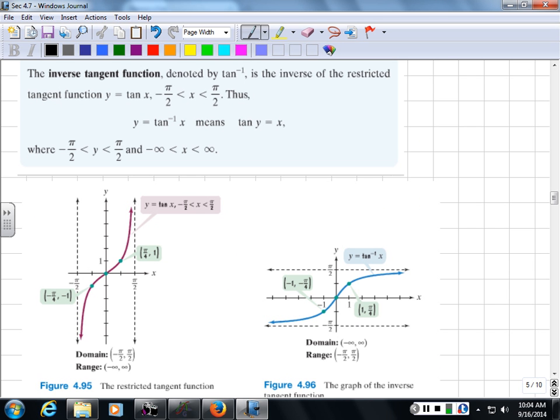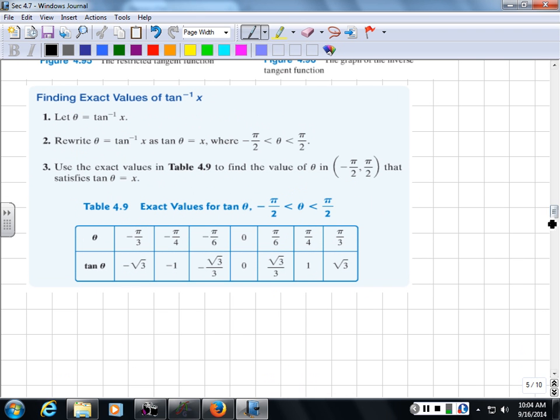And we're going to do the exact same thing. If we let theta equal the inverse tangent of x, that means tangent of theta equals x. Theta is being restricted here, negative pi over 2 to pi over 2. Will you get a value for theta that falls outside of that interval? No, you won't. If you do, what happens? You've made a mistake, yeah.